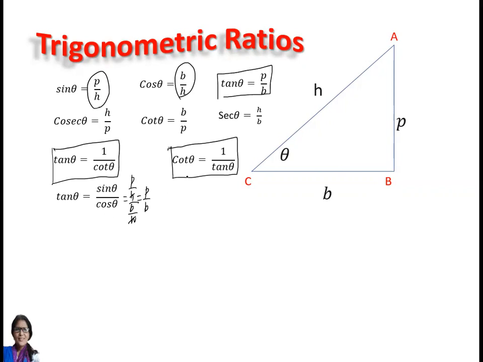So similarly, what will be cot theta? Just the opposite of it. Cos theta will be the numerator, sin theta will be the denominator. So you find another relation. This relation you have to keep in mind to solve the questions. Next, sin theta is 1 by cosec theta.